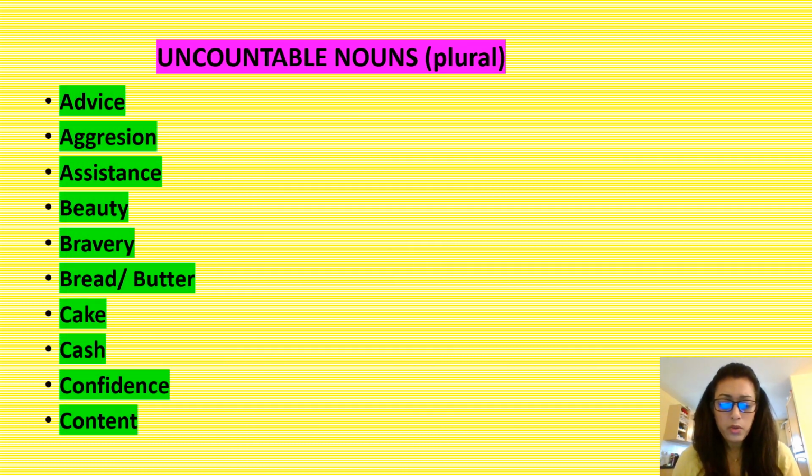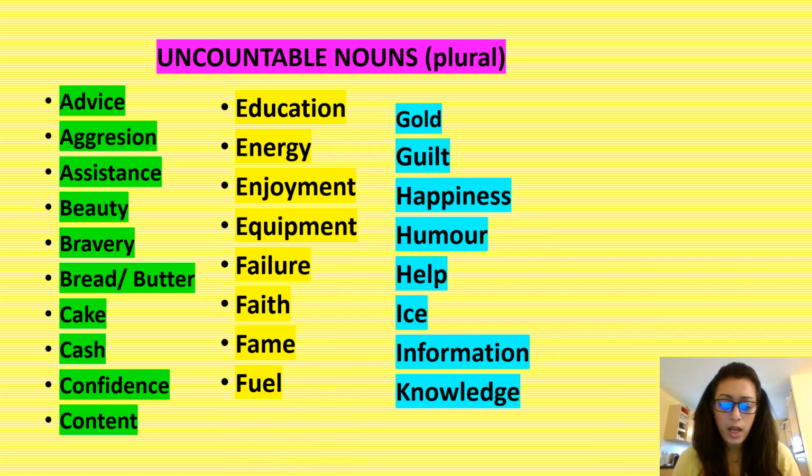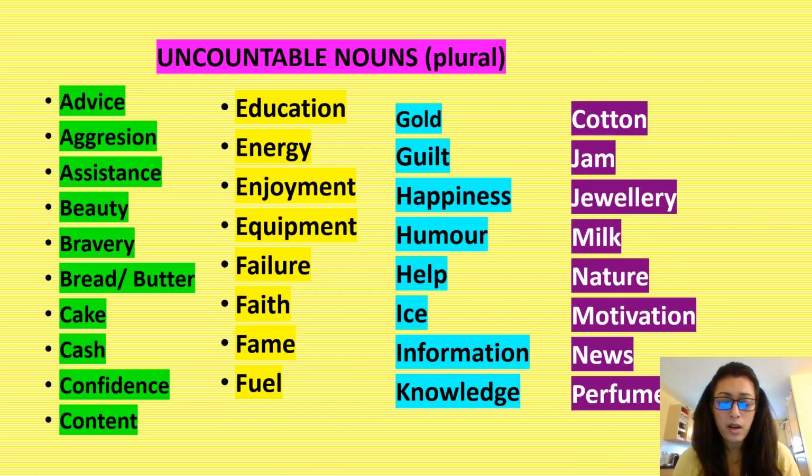Now, moving on to uncountable nouns. On the other hand, some nouns are not countable. So the examples are advice, aggression, assistance, beauty, bravery, bread, butter, cake, cash, confidence, content, education, energy, enjoyment, equipment, failure, faith, fame, fuel, gold, guilt, happiness, humor, help, ice, information, knowledge, cotton, jam, jewelry, milk, nature, motivation, news, perfume.